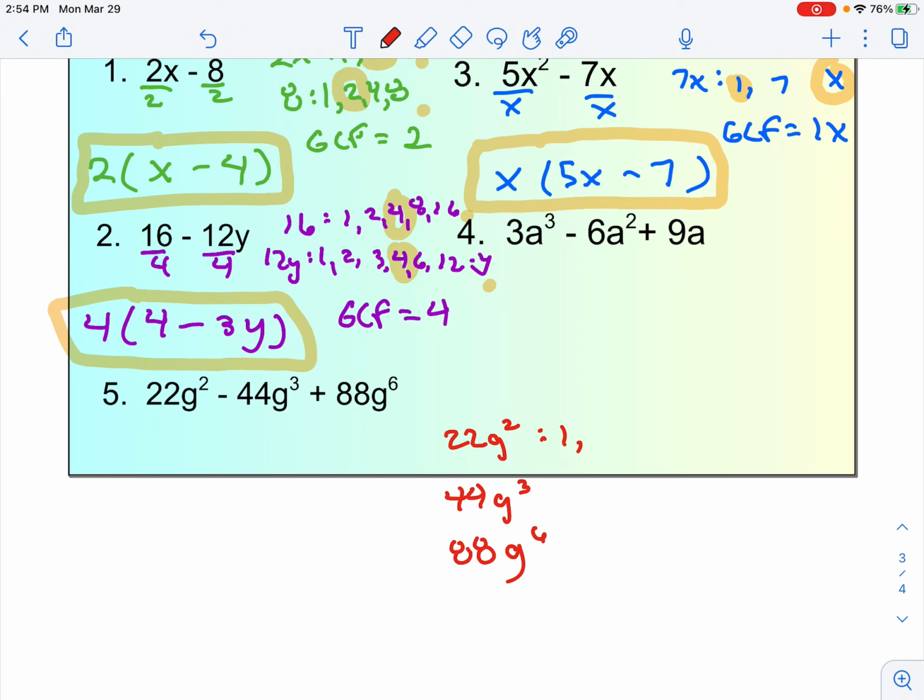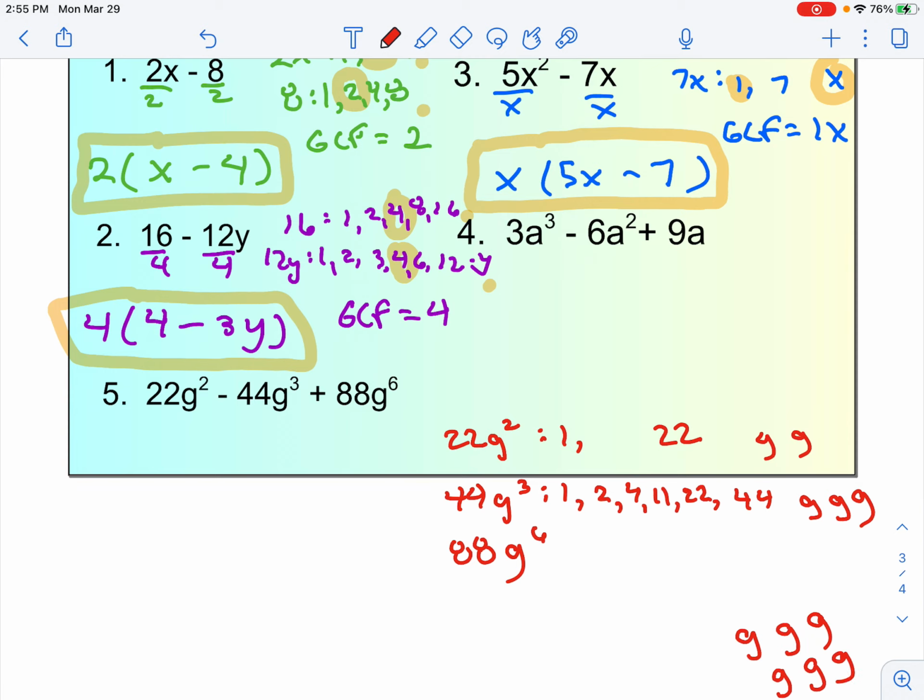So the factors of 22 are 1 and 22. The factors of 44 are 1 and 44, and 2 and 22, and then 4 and 11. And these are things you can check on your calculator. Now, you also have some g's in here. On the top one, there are 2 g's. In the middle, there are 3 g's. And in the last one, there are 6 g's.